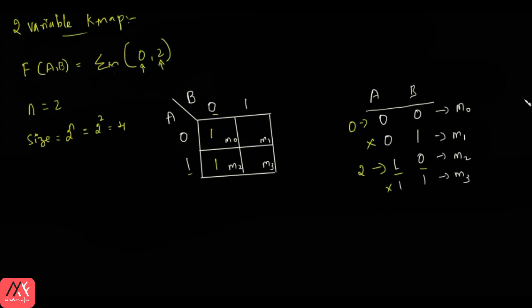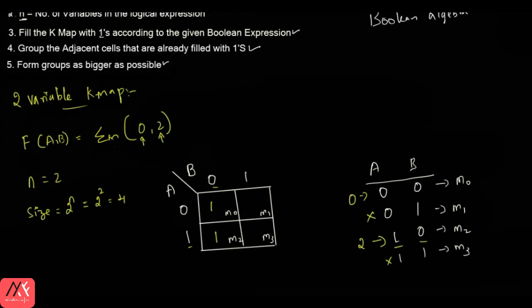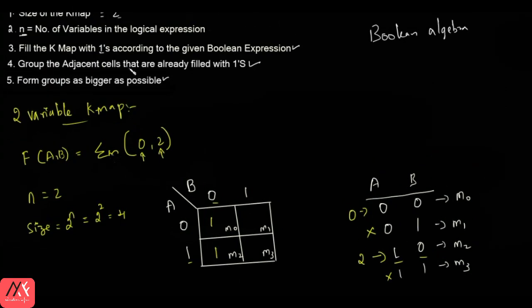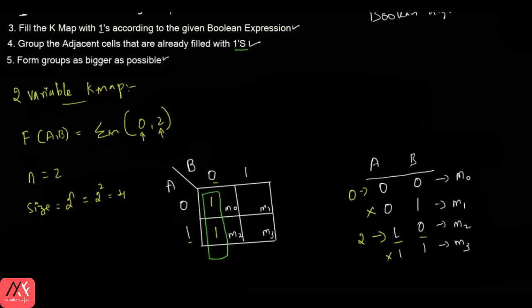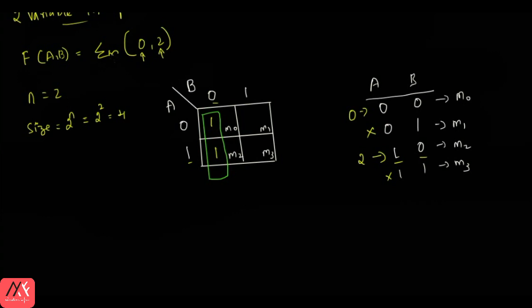Now we have to do the grouping according to the rules we saw earlier. Group the adjacent cells that are filled with ones. Let's do the grouping now. We group like this: m0 and m2 are grouped together because they are adjacent to each other. The group travels from the top to bottom, that means from m0 to m2.